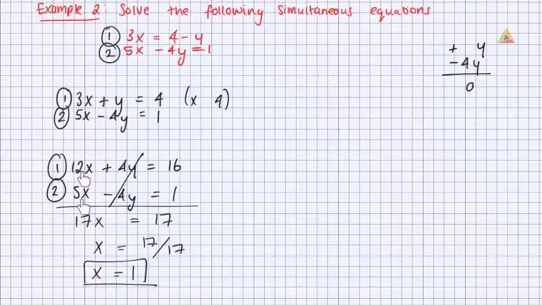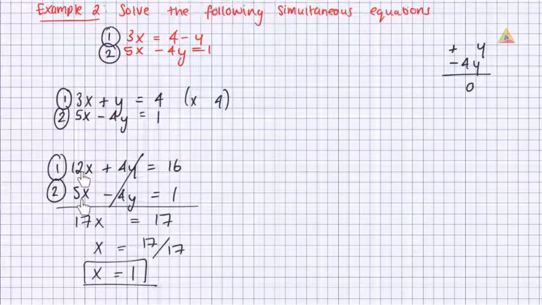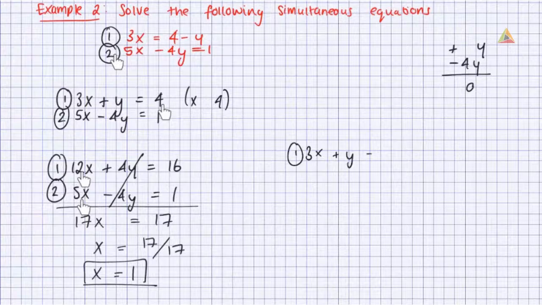So we now have a value for x. We need to go back and get what y is. So what I was saying to you before, we can pick either equation 1 or equation 2. And you can pick the rearranged version of equation 1 either, which is what I'm going to do. So I'm going to pick this equation here. So 3x plus y is equal to 4.